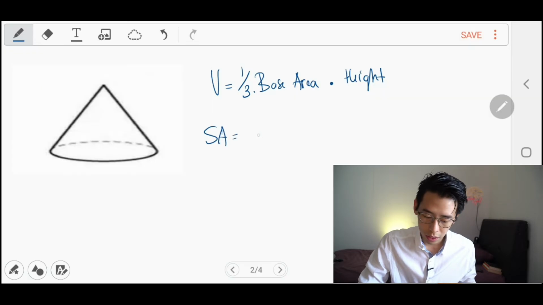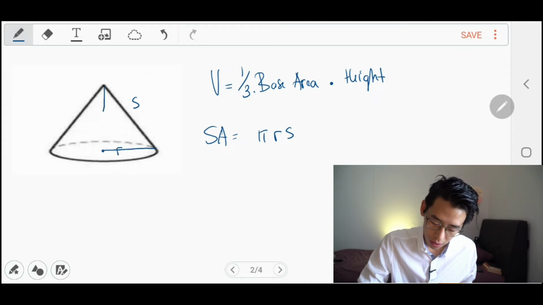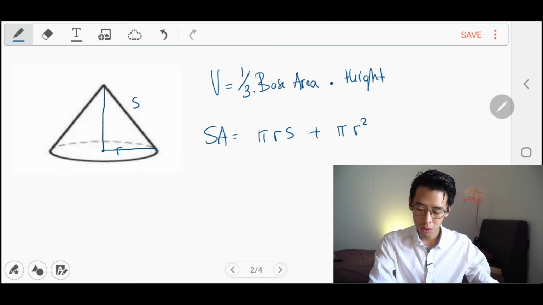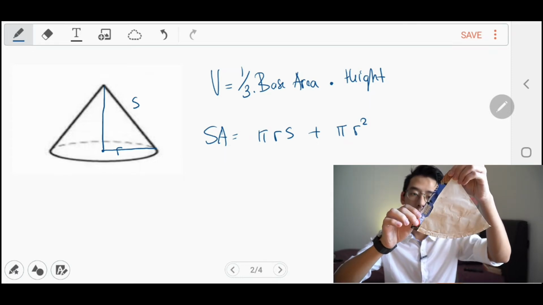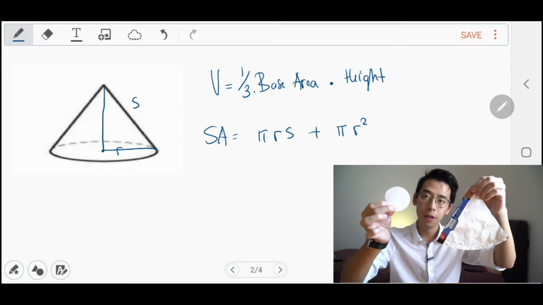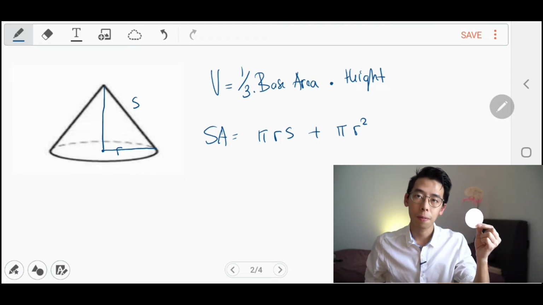So the next thing is surface area of the cone. Surface area of the cone is basically πrs. The slant line is s, and r is the radius of the base circle, and π is 3.14 or 22/7. And then you have to add this area with the area of the circle, πr squared. So this is the πrs, this is the s, r depends on the circle on the base, and πr squared is this area.